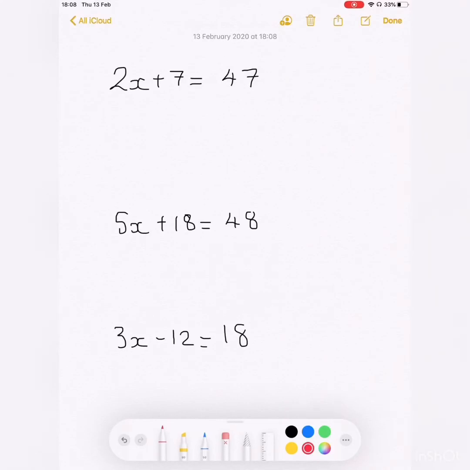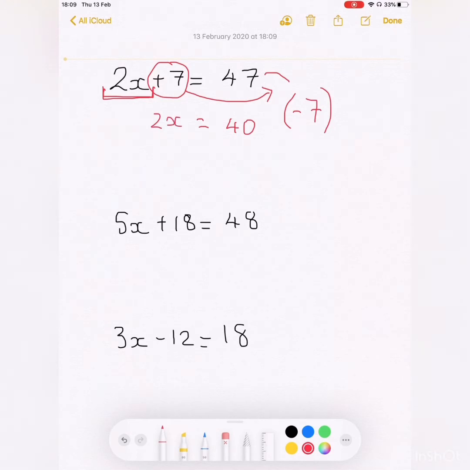So to do 2x plus 7 equals 47, the first thing we need to do is get these x's by themselves. So we need to get rid of that plus 7 by putting it on the other side. Now hopefully we now know that when we put it on the other side, it becomes a minus. So it's now minus 7. So 47 minus 7 is 40. And what's left on the other side is just that 2x. So then we've got that 2x equals 40.